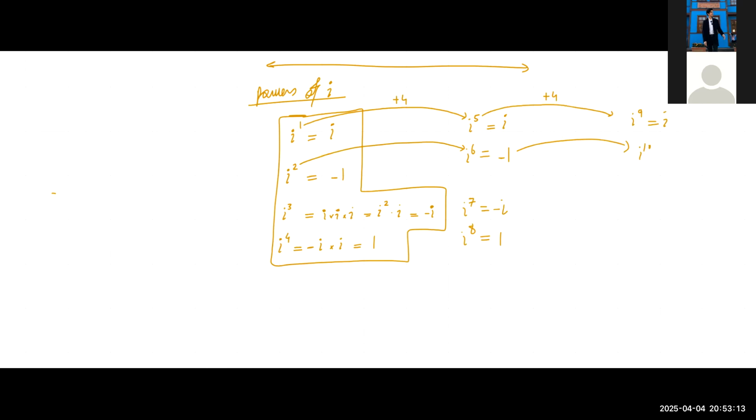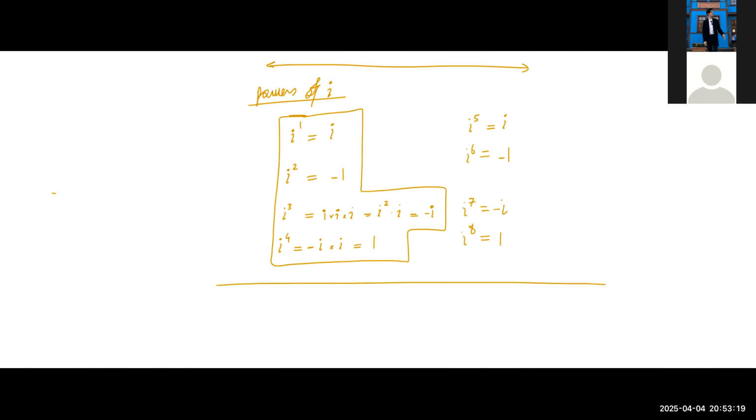So this is an interesting little thing that you should also be familiar with. Not going to be very useful in your exams, because in your calculator you can do this anyway, but you should know the basic ones off the top of your head. You should know immediately that i squared is -1 and i to the power 4 is 1.